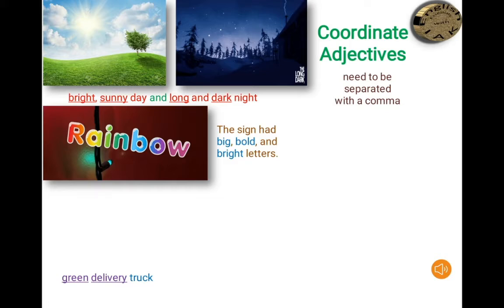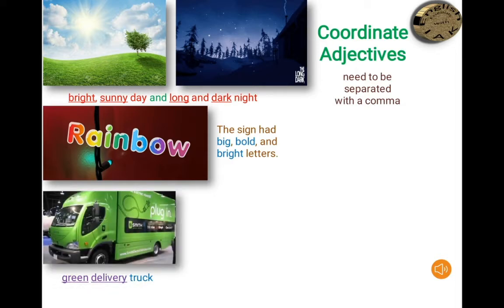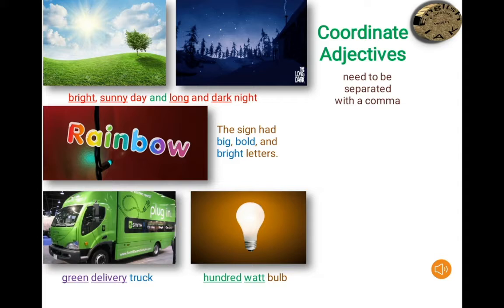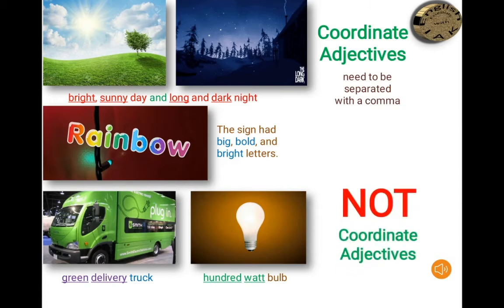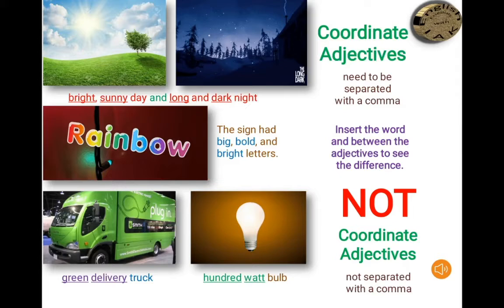However, there is something that I must discuss here. Green delivery truck, no comma. 100-watt bulb, no comma, because they are not coordinate adjectives. They are not separated with a comma. So insert the word and between the adjectives to see the difference.